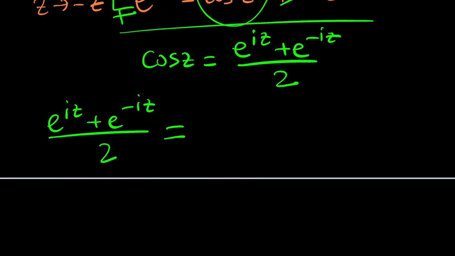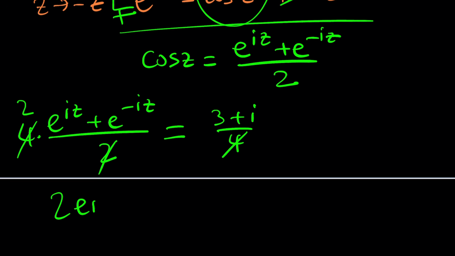But in our problem, remember, we had 3 plus i over 4. Beautiful. Now, what are we going to do? Multiply both sides by 4. It's probably better. So we can have 2 here, and then this 4 is going to cancel out. And of course, we're going to have a 2 here, but that's okay. We can kind of write this as 2 times e to the iz plus 2 times e to the negative iz equals 3 plus i.